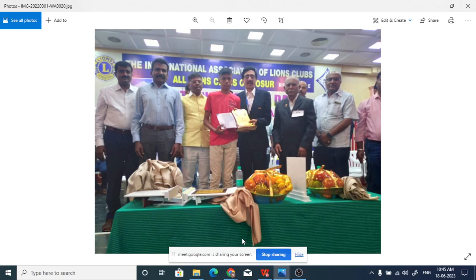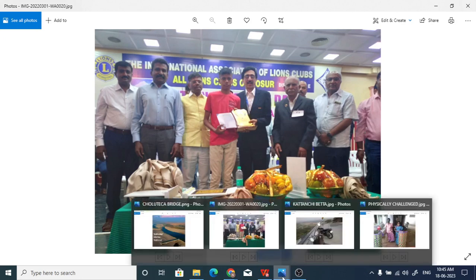The towels are for what? The towel is a shawl given to the office bearers, sir, to cover them. To cover whom? To honor the guests, honor those people. They have given that with the towel. Very good, very good. I think you are able to make some story out of this.